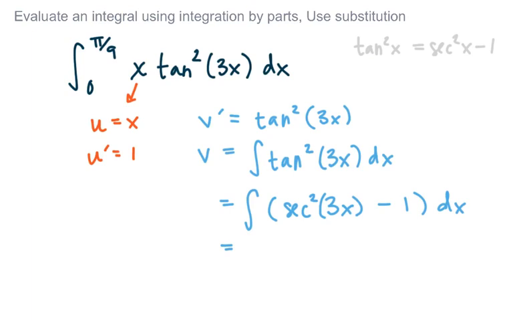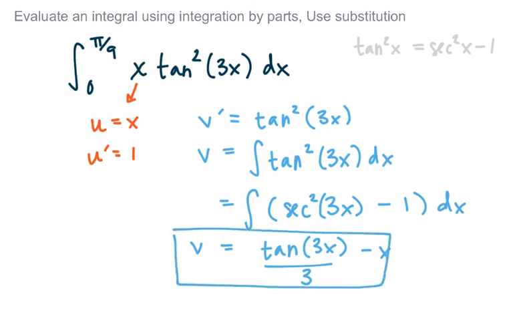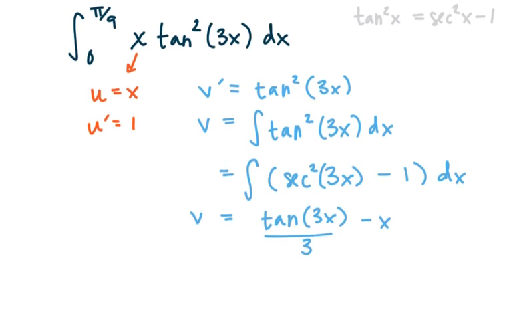Secant squared 3x, the integral of secant squared is tangent, and because we have this 3 in there, we will divide by the 3. So this will become tangent of 3x over 3. And then the integral of 1, that's just going to become x. So here I have a nice value for my v.